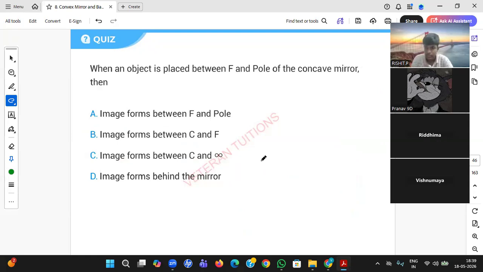When the object is between F and pole, now you see, student, which case is that? You need to think about that. Then you need to look at the options.